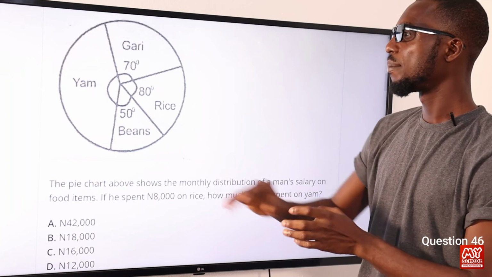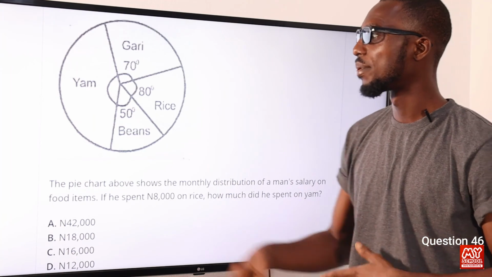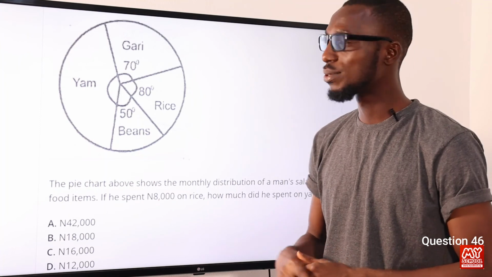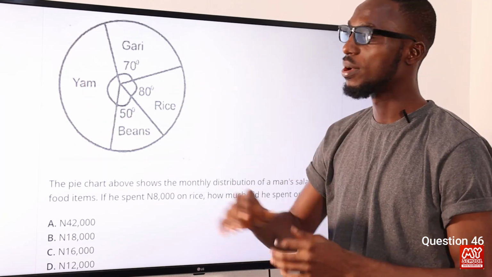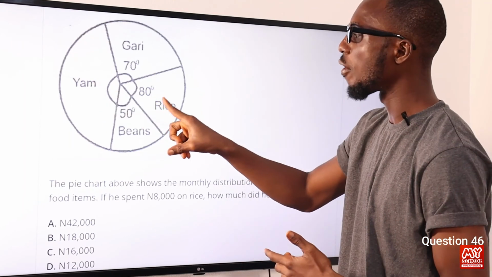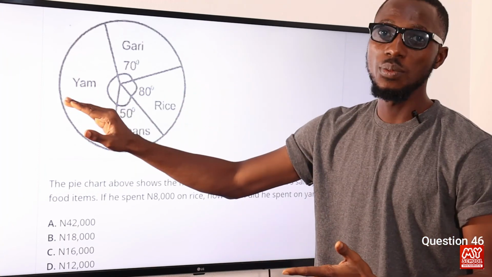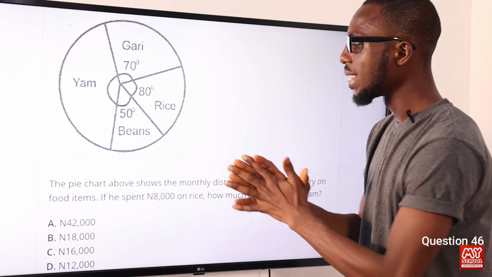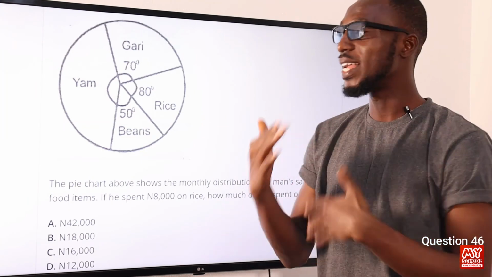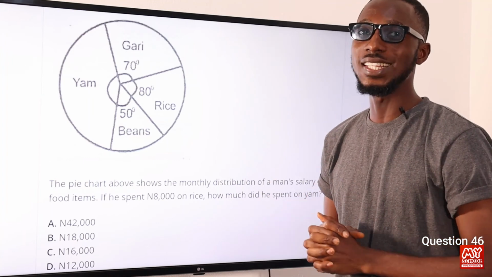Okay, so we should know that all of this pie chart, the angles put together should give us 360. So let's sum it up. 70 plus 80, that is 150. 150 plus 50, that is 200. So 360 minus 200, that is 160. So we can see that the angle slotted out for yam is 160, and that is times 2 of the angle for rice. So whatever amount he's spending on rice will be double when it comes to yam. He spends 8,000 naira on rice, that means on yam, he's spending double. That will be 8,000 times 2, that is 16,000. So the correct option here is option C for 16,000.